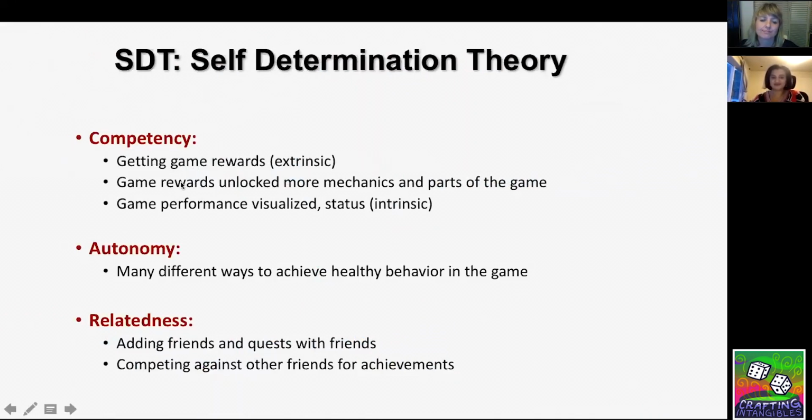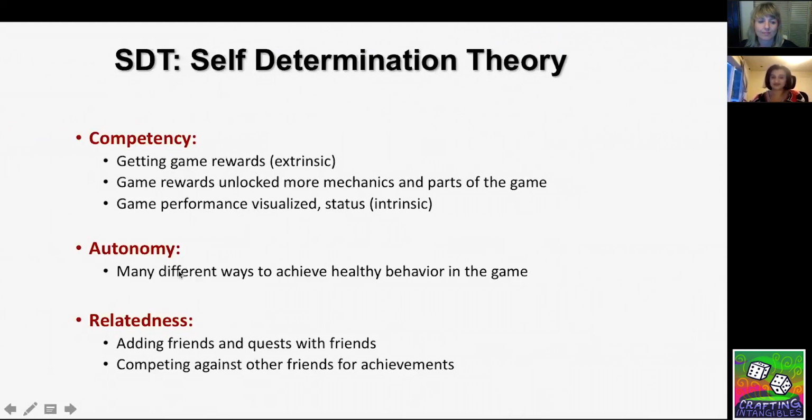But there are other things that talk to competency, which are basically how you look at your visualization of your performance. So you might have specific goals that you want to achieve. So you're competing either against yourself or against other people. So this also speaks to competency. Leveling up your character will be also within competency. And a lot of games actually do a lot of mechanics around competency.